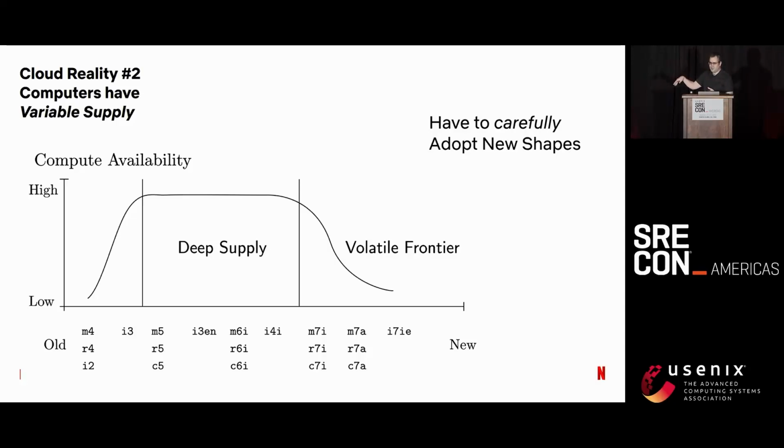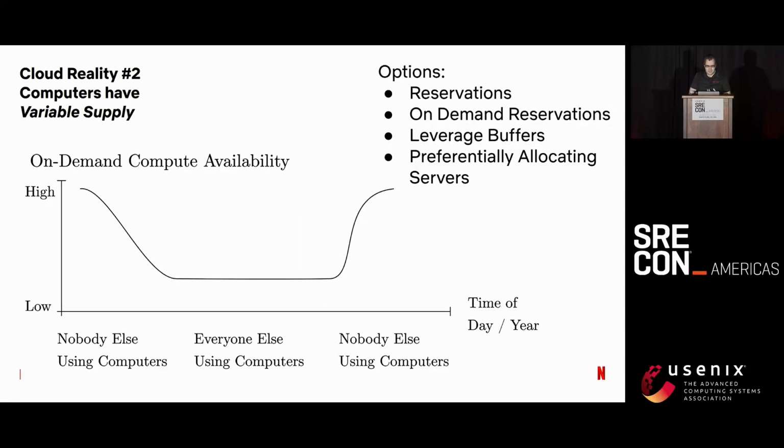It's very easy to get off the old shapes because they're old, bad, and nobody wants to use them. But the new shapes, we have to be very careful when we're adopting those new computers in Netflix. But it also is annoying because it's variable supply with what other customers are doing. So for example, at various times of day or times of the year, around Black Friday, it's relatively more difficult to secure capacity. So your options are you can reserve it and pay for it. You can make on-demand reservations. Instead of handling a load spike by scaling up, you can handle a load spike by leveraging those buffers that we established earlier. Or you can preferentially allocate servers to the most important workloads.